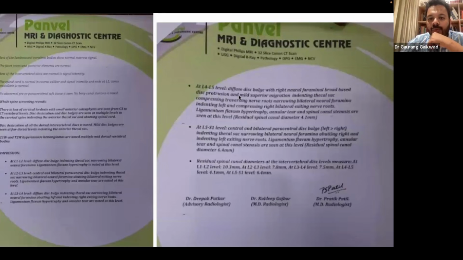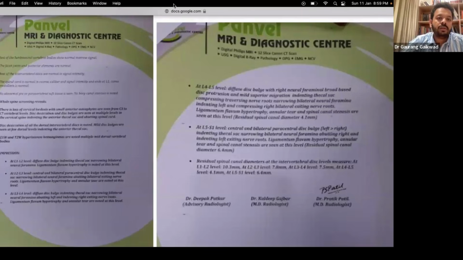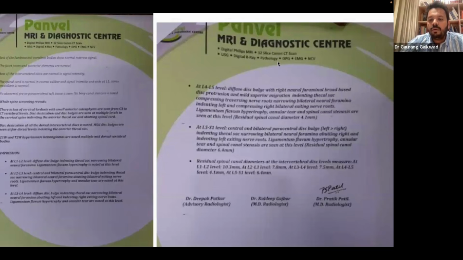You can see there's a lot of disc protrusion, indenting the thecal sac, compressing the nerve roots, ligamentum flavum hypertrophy, spinal canal stenosis at L5S1 level, central bilateral paracentral disc bulge, indenting the thecal sac, narrowing bilateral neural foramina, spinal canal stenosis, residual spinal canal stenosis, and so on. So there are a lot of pathological changes in her spine, as you can see.